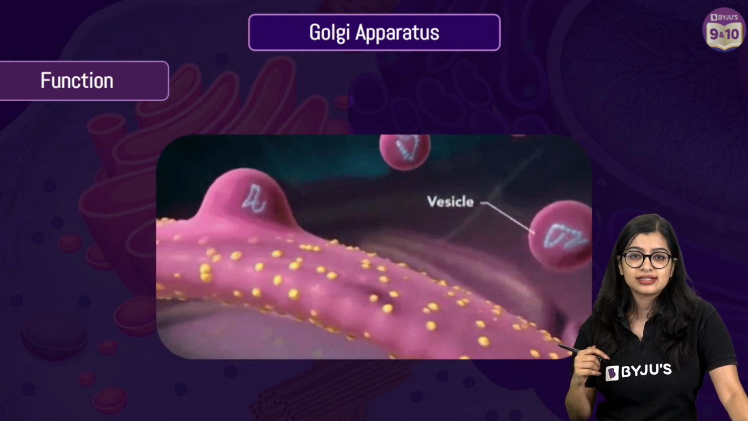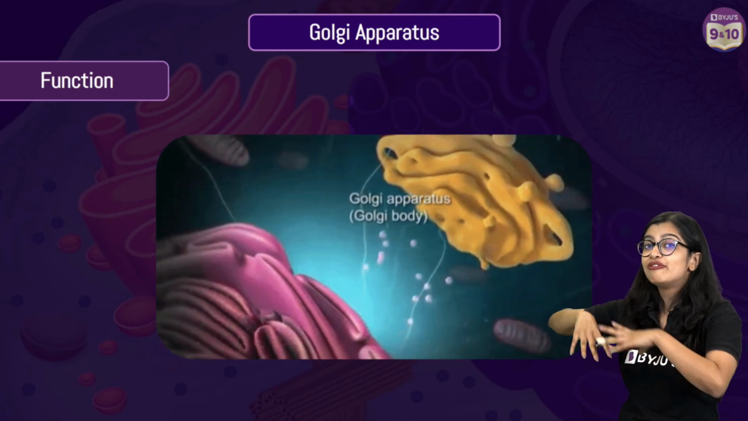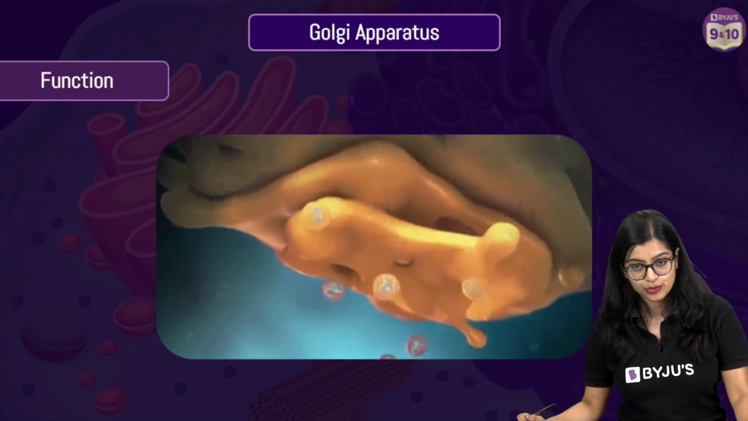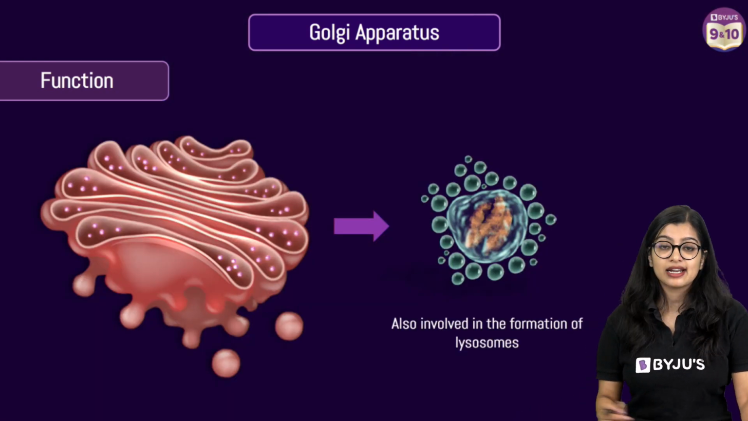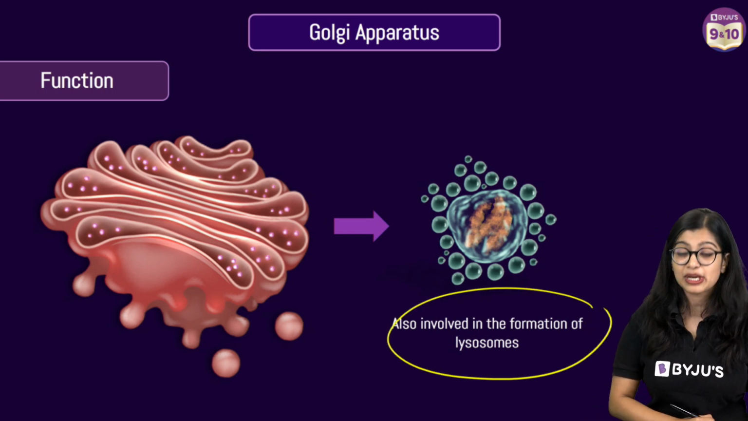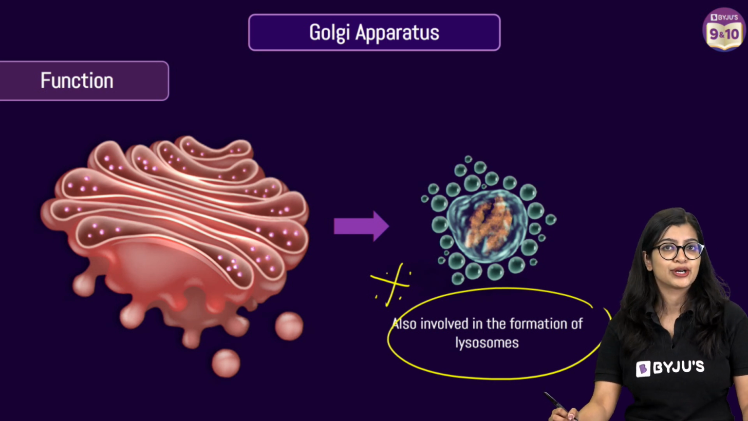Another very interesting function is that once the vesicles are formed, they are sent to different parts of the cell, to wherever they need to reach. Another added function of the Golgi apparatus is the formation of lysosomes. So this is also another very important function.